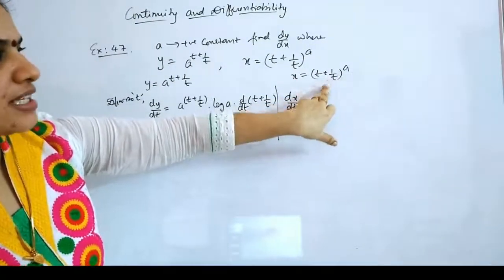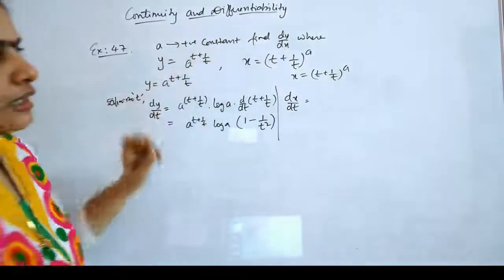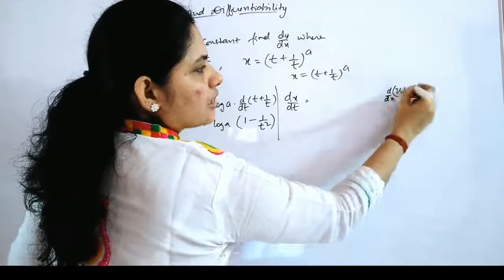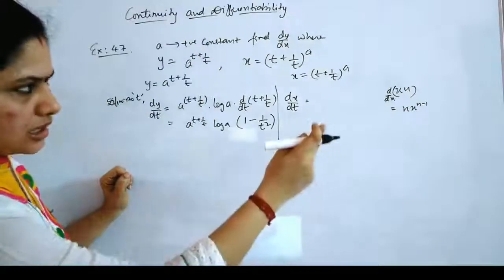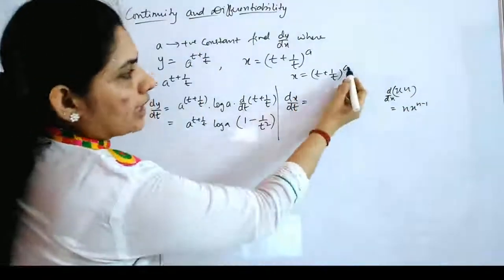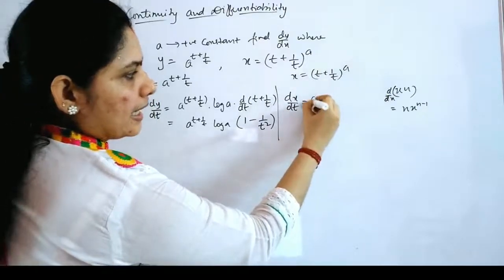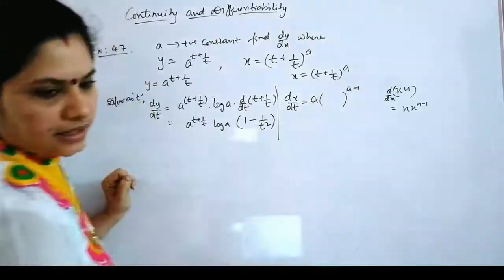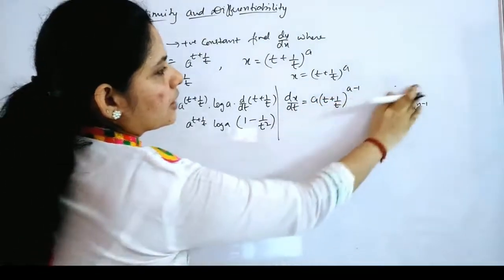In the form of x raised to n, because a is a constant. The derivative of x raised to n: d by dx of x raised to n is n x raised to n minus 1. That's what you have to use here. So instead of n you have a, and instead of x you have this term. So you will write a into x raised to a minus 1, right? What is x? Instead of x you have t plus 1 by t.